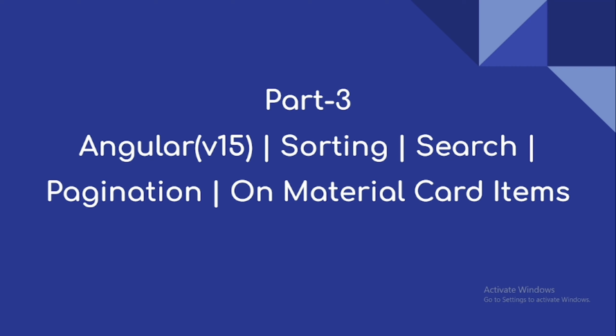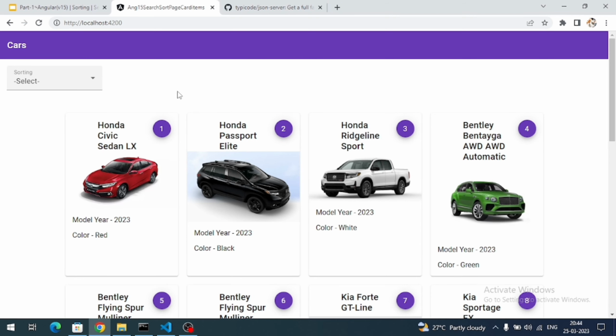So this is part 3 video on Angular 15 sorting, search, pagination on material card items. In this video we will implement the search operation. Now let's add a search box next to the sorting. On entering any text like name, year, model, color, that will filter the data.